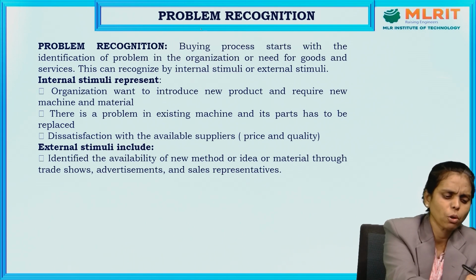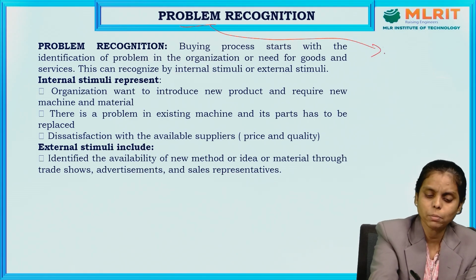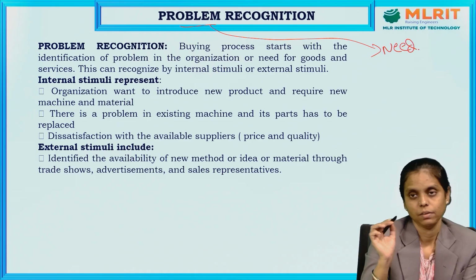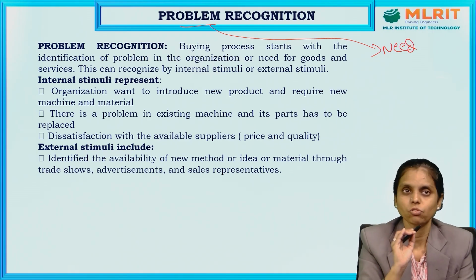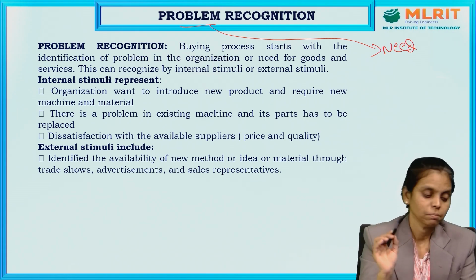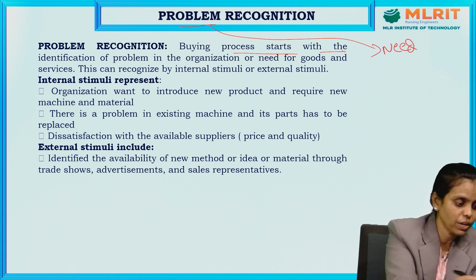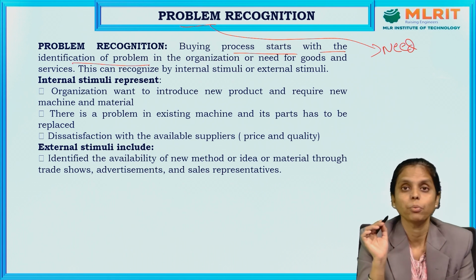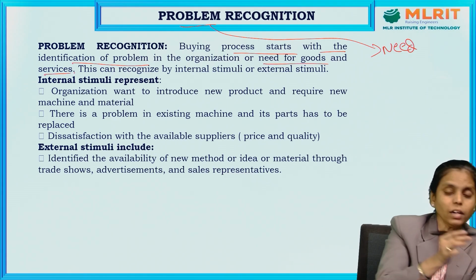Now, what is problem recognition here? Here the problem is also saying that it is a need. Scarcity of a product or the need of a product has to be determined. That is a basic step for any business unit. The buying process starts with identification of a problem in the organization or a need for a product or service.